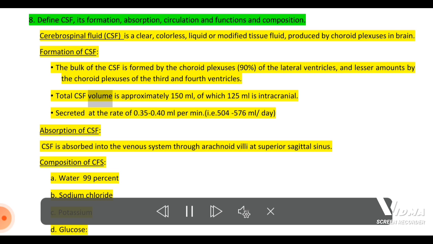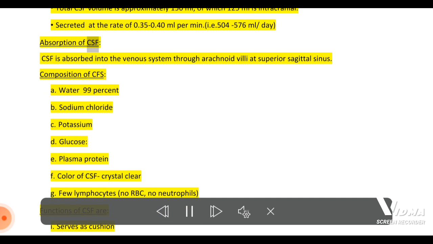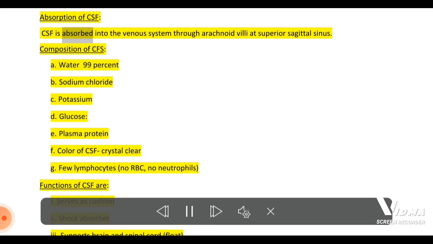Total CSF volume is approximately 150 milliliters, of which 125 milliliters is intracranial. Secreted at the rate of 0.35 to 0.40 milliliters per minute, i.e. 504-576 milliliters per day. Absorption of CSF. CSF is absorbed into the venous system through arachnoid villi at superior sagittal sinus.